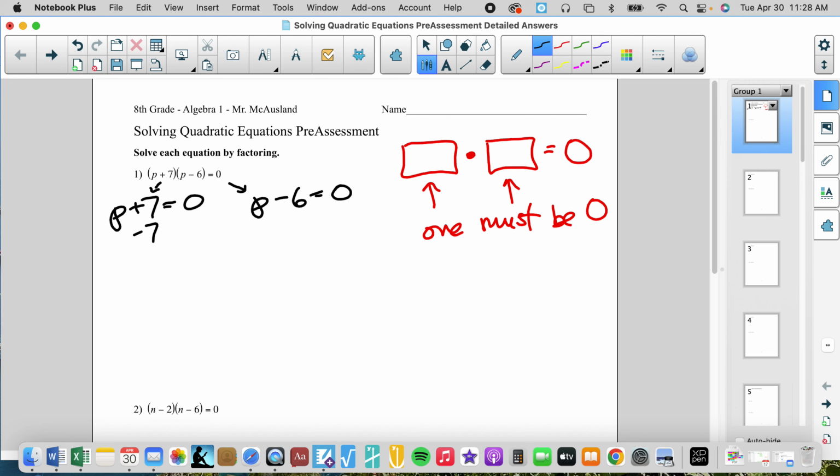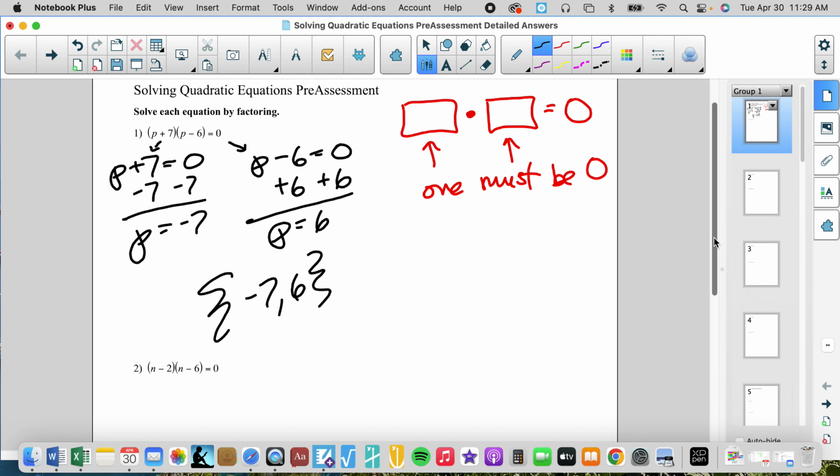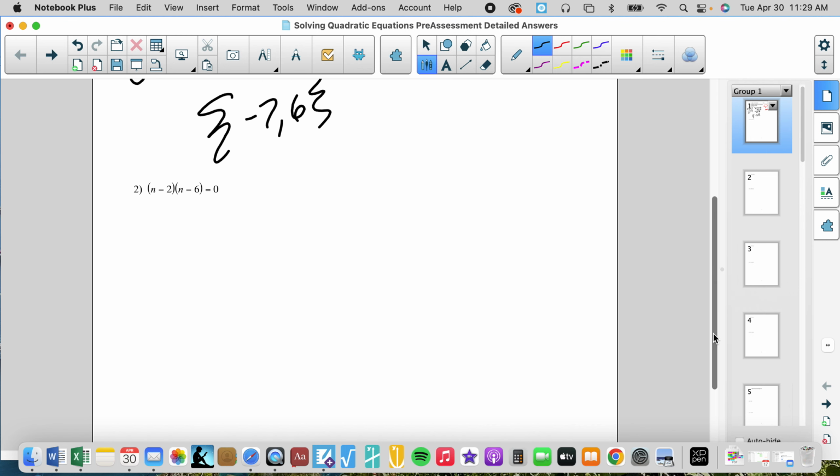So we subtract 7, we get p equals -7. We add 6, we get p equals 6. So my solutions are going to be -7 and 6. If I plug those back in, that would make the left side equal to 0. Those would be the two values that make the left side equal to the right side.